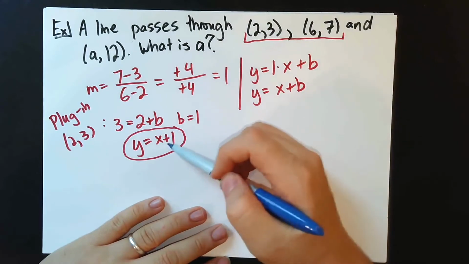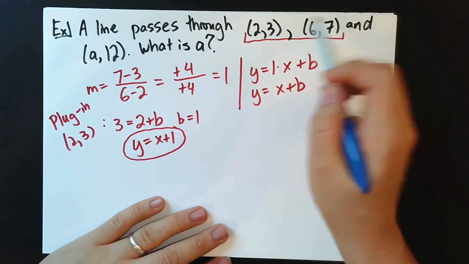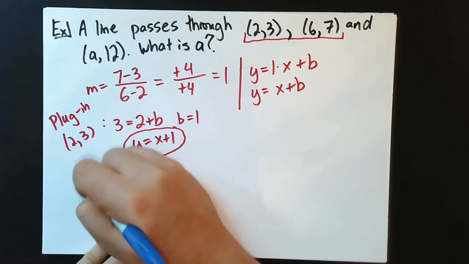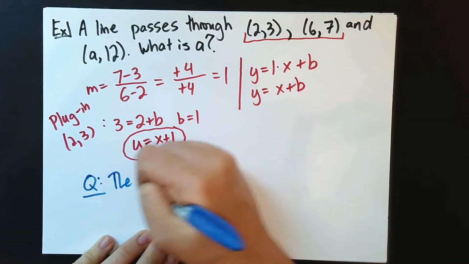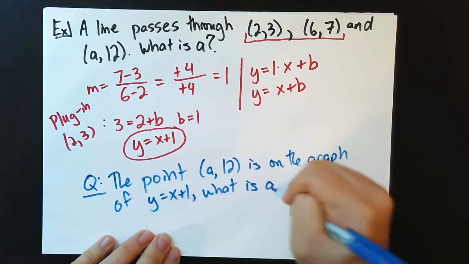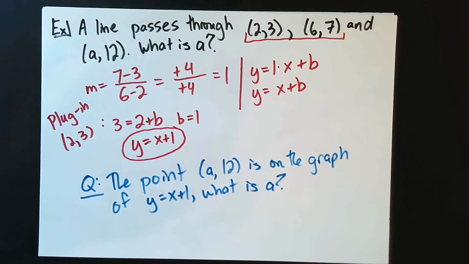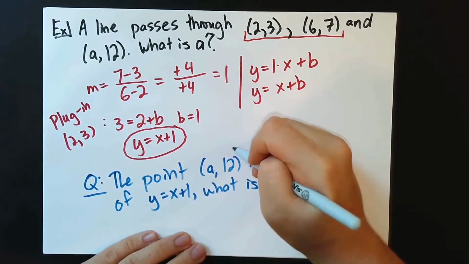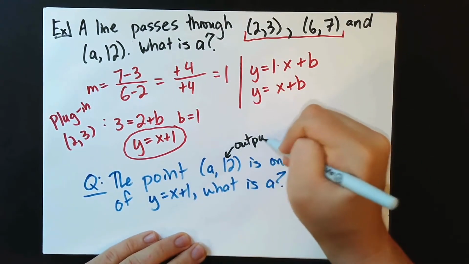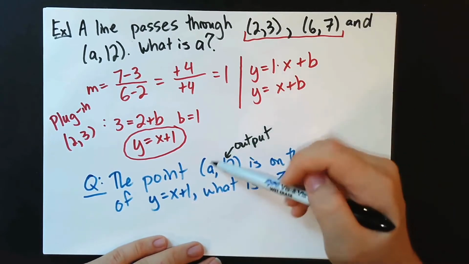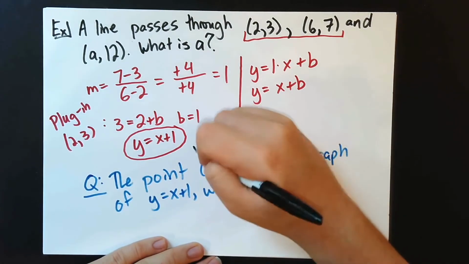Given that we now have the equation of the line, I can forget about that part of the question and say, okay, the question now really is: the point (a, 12) is on the graph of y equals x plus 1. What's a? Restating the question like this, once I know what the line is, makes it more clear what's happening. Namely, this 12 is the output, the y-coordinate. So you could phrase this a different way: what input gives you the output 12?